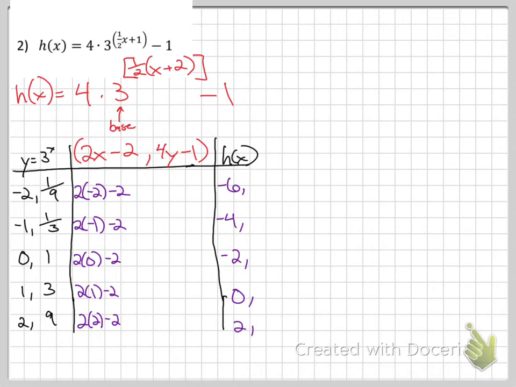Okay, then do the y's. 4 times this y minus 1. 4 times this y minus 1. -1, so 4/9 minus 1. So 4/9 minus 1, 4/9 minus 9/9, -5/9. 4/3 minus 1, 1/3. 4 minus 1, 12 minus 1, and 36 minus 1.